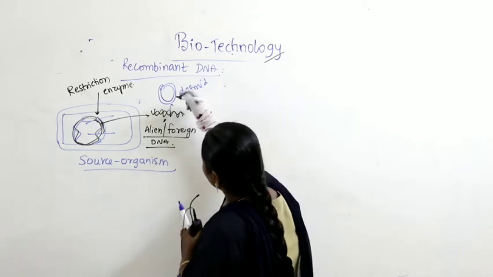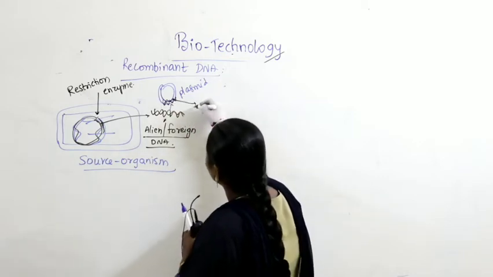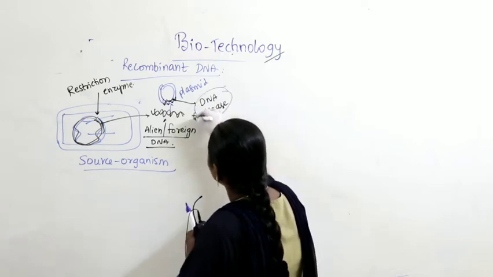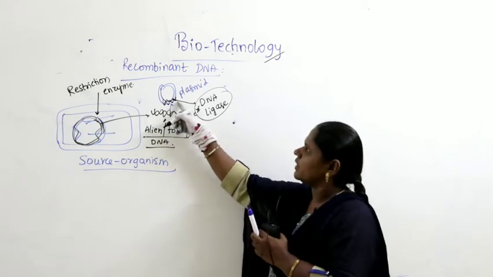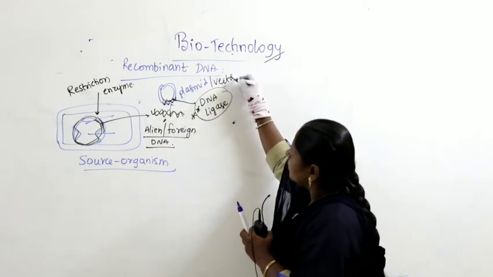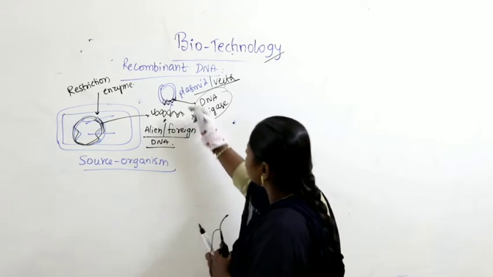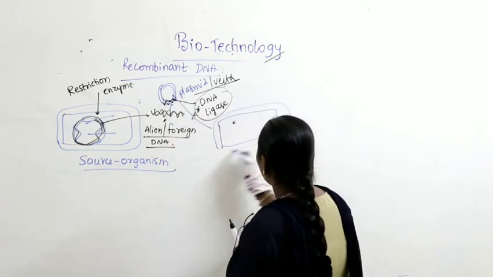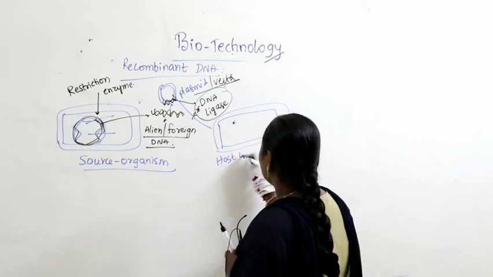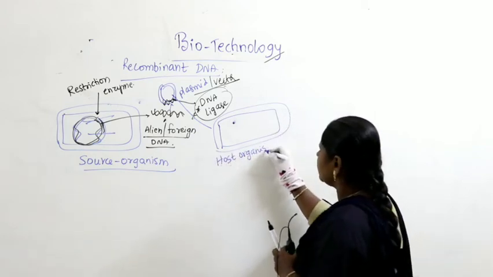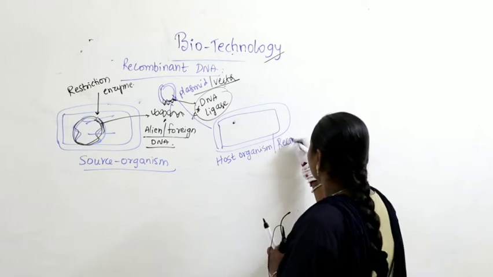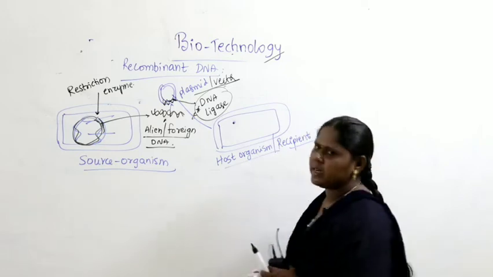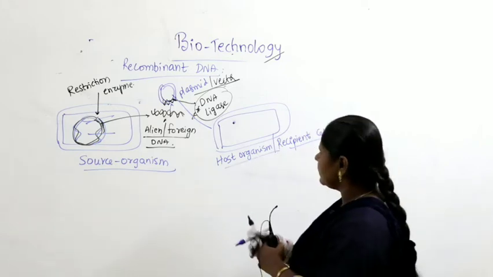So this got introduced here, and with the help of another enzyme called DNA ligase. DNA ligase is for combining the alien DNA into the vector, right. And finally what happens here? This will get transferred into another organism which acts as the host organism, or the host organism itself we call a recipient cell. So in this case what happens here?